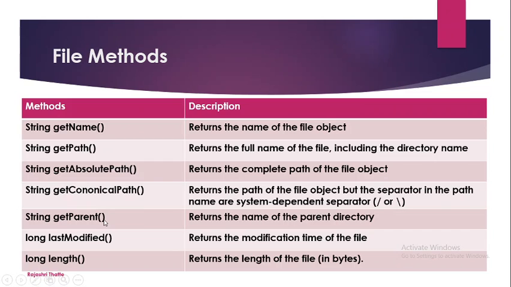String getParent. getParent means the name of the directory where your file is present. Again, it is a directory name, so the return type is String.